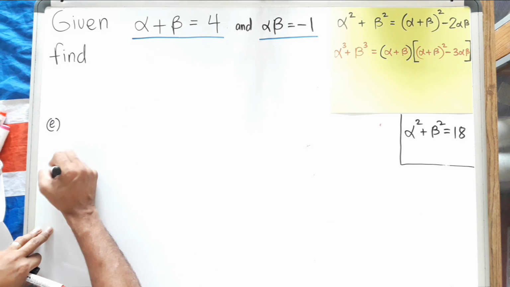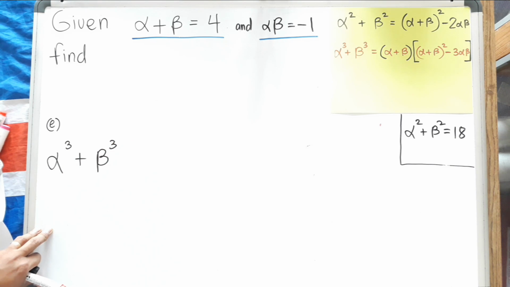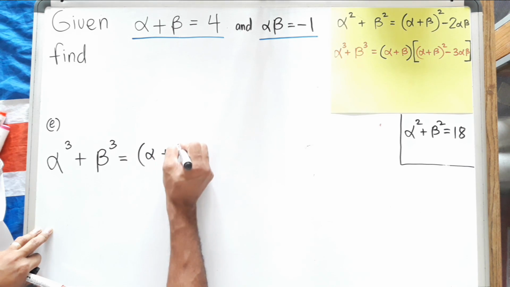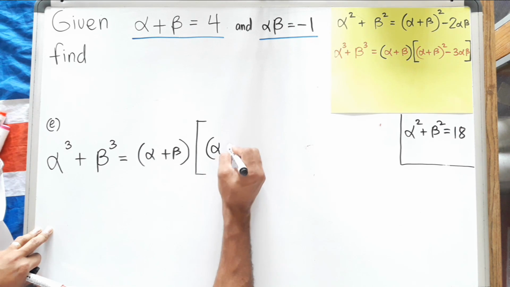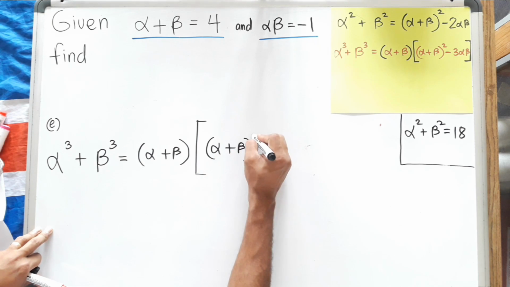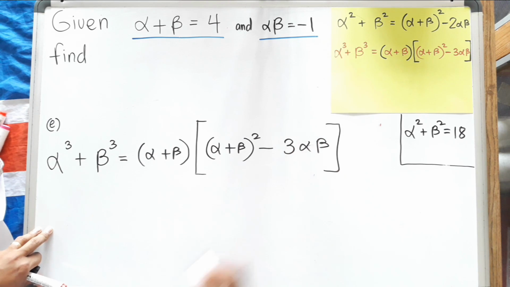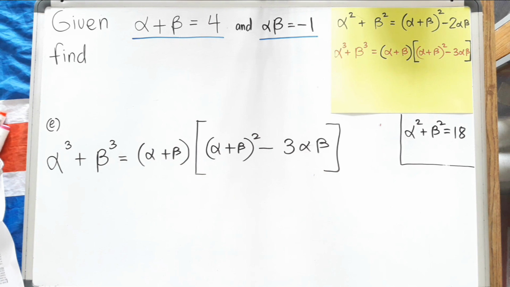examiner asks us to find alpha cube plus beta cube. Well, all we have to do is go to this crazy looking formula: alpha plus beta, big open brackets here, another alpha plus beta squared minus 3 alpha beta. All we have to do is replace any alpha plus beta with 4 and any alpha beta with minus 1, and that's it.